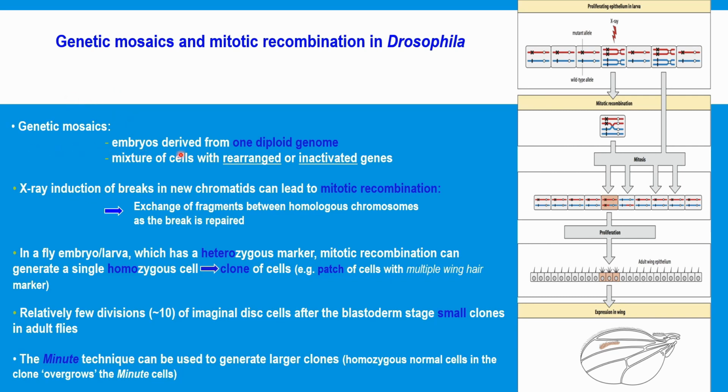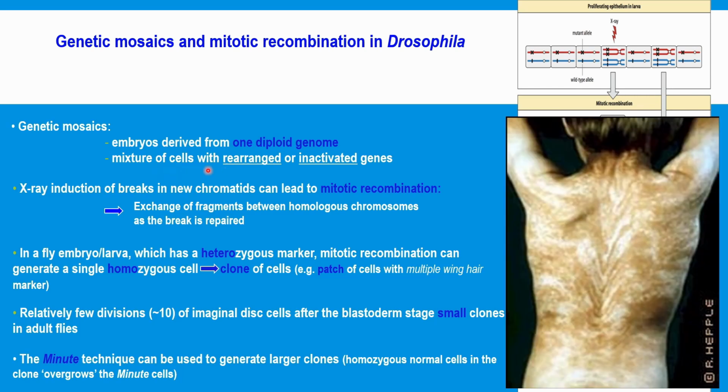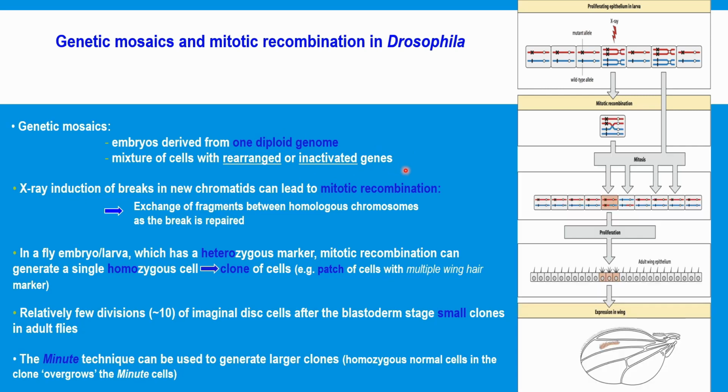So we know that embryos are derived from one diploid genome, and typically we would think that all of our cells contain the same one diploid genome, but we can have mixtures of cells, some of the cells having rearranged or inactivated genes. A typical example of this would be a mutation that gives rise to a clone of cells that are cancerous, that generate a tumor, right?